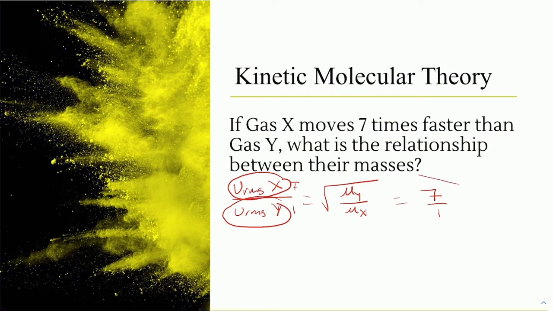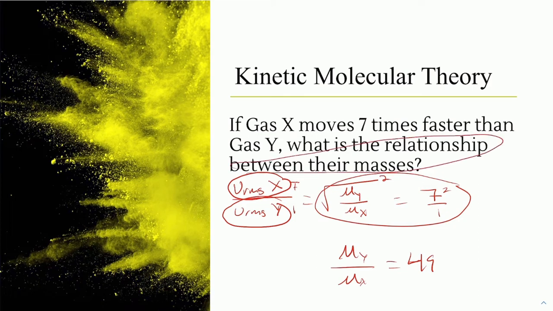So when I set this equal to 7, I can square both sides. And if I do that, I can solve for the molar mass of Y over the molar mass of X, and that's equal to 49. In terms of the relationship between their masses, that would just mean that the mass of Y is 49 times bigger than the mass of X.